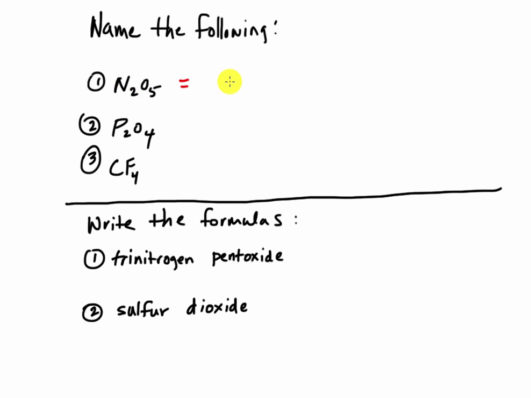Since I have a 2 here, I'm going to call that di. So you should know your Latin prefixes: mono, di, tri, tetra, penta, hexa, hepta, octa, nano, and deca. They're on the reference sheet if you need them. Okay, so you should know those 10. Typically we don't go up to 9 and 10, but you should know it.